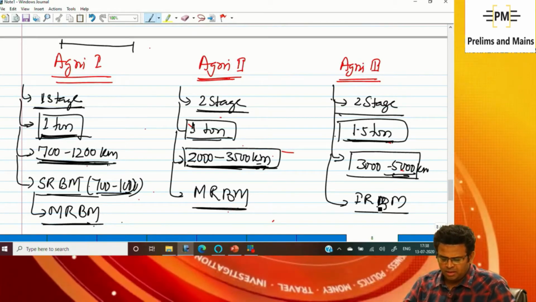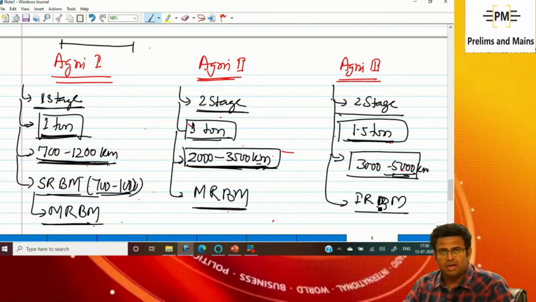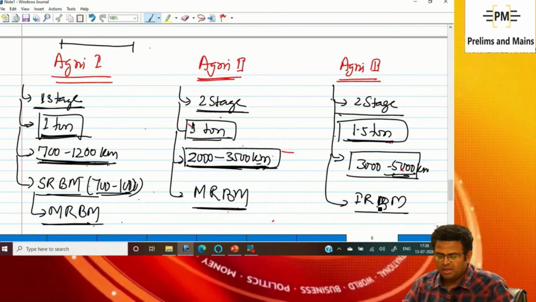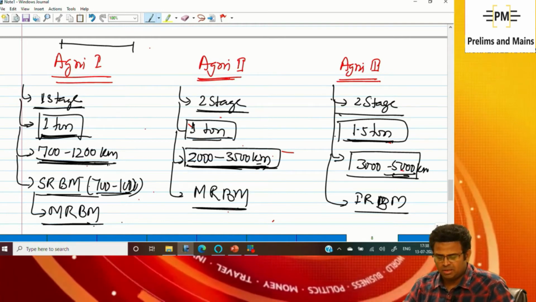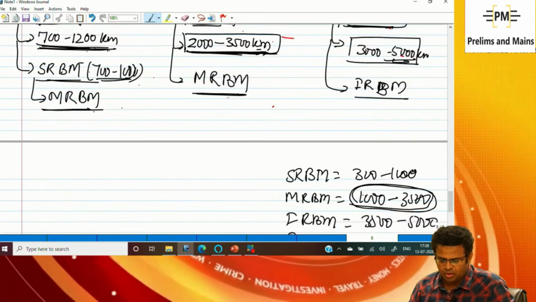So Agni 1 is SRBM, especially a little bit MRBM, Agni 2 is MRBM, and Agni 3 is, I said that, intermediate range ballistic missile. So perhaps it is clear to all of you.